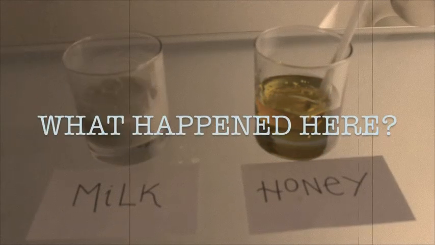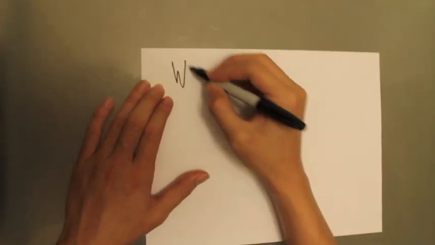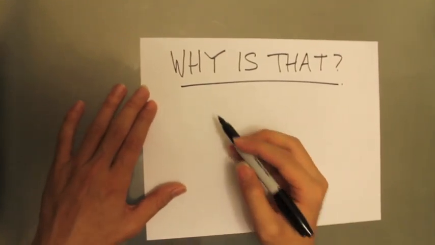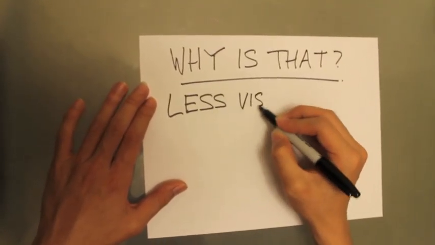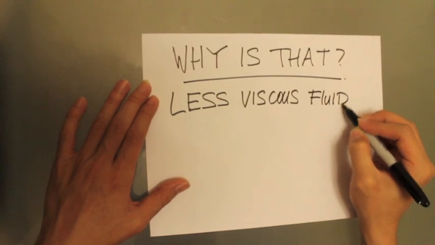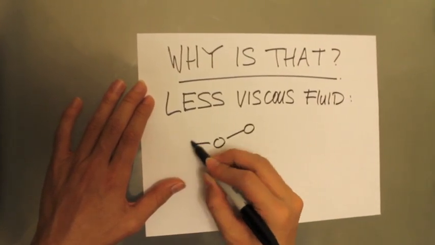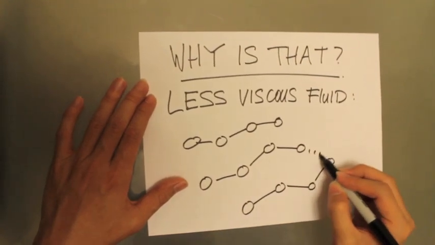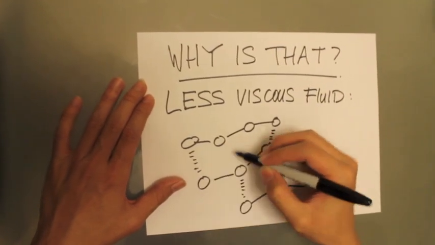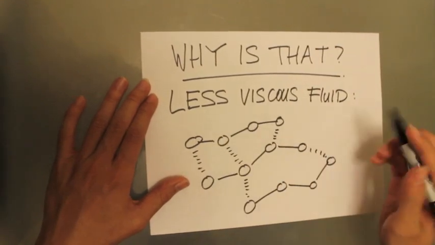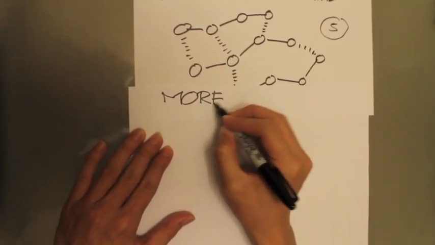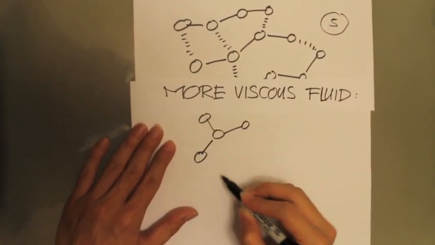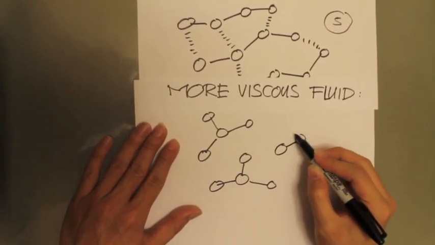But what happened here on the molecular level? Intermolecular forces are what affect viscosity. If a fluid is less viscous, like milk, there will be weak intermolecular forces and fewer bonds. If a fluid is more viscous, like honey, there will be strong intermolecular forces and more bonds.